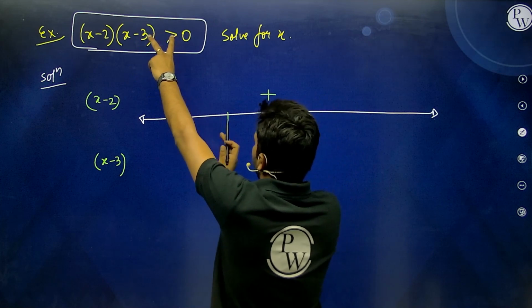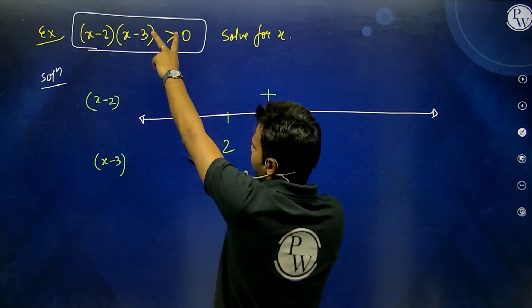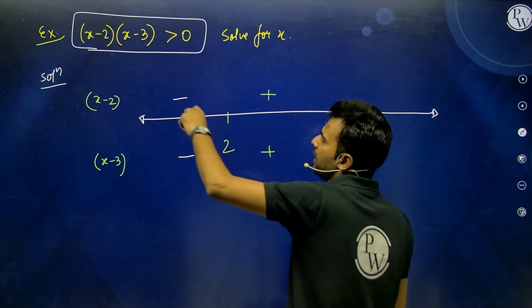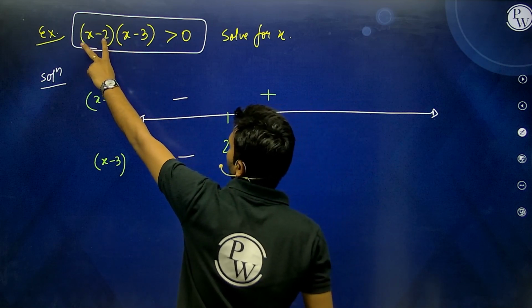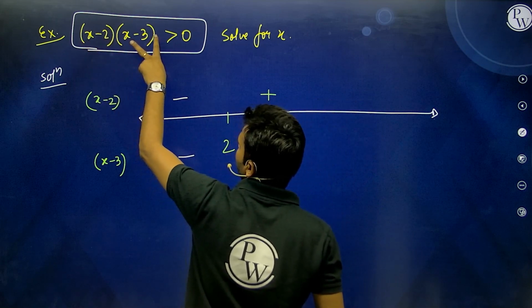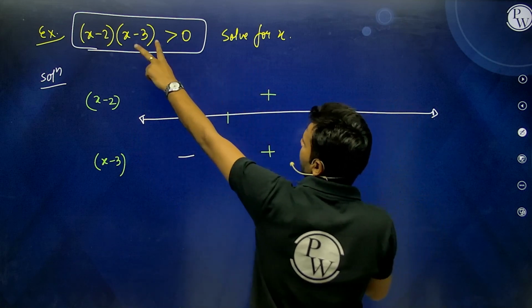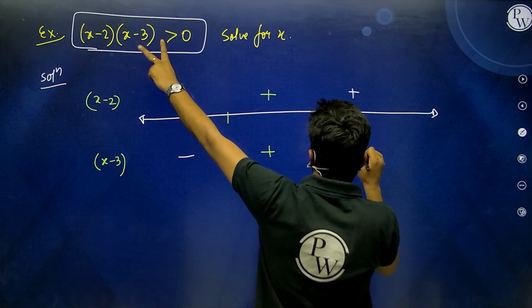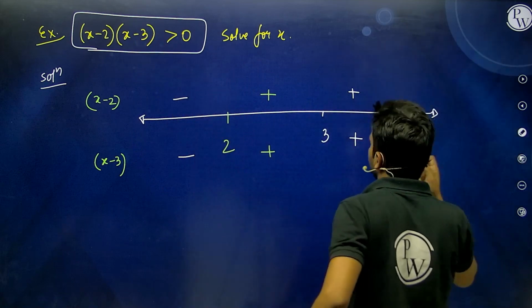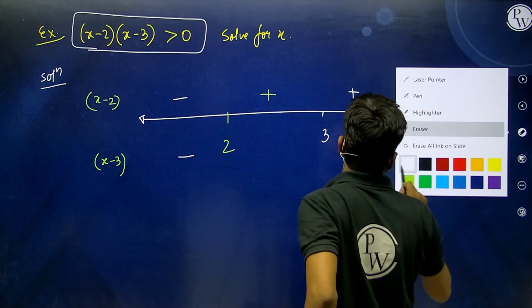Whenever x is less than 2, this is negative and this is also negative, yes or no? If you put any value of x less than 2 here, this will be negative. This will also be negative, yes or no? And if you put a value of x greater than 3, this is positive and this is also positive. But you can feel it like this, that this will become negative.